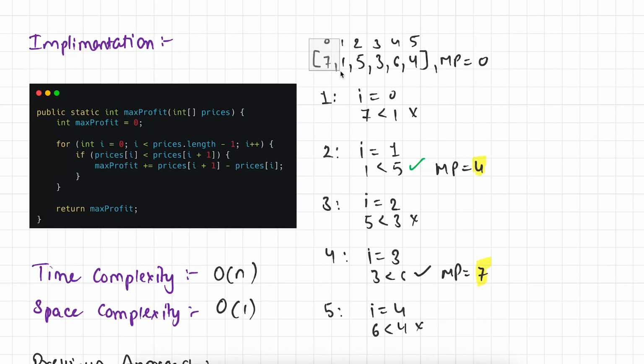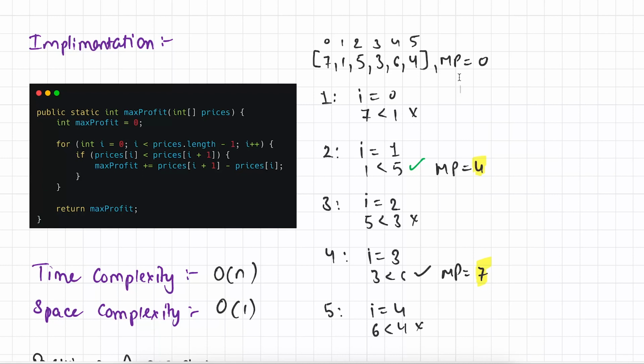So we have this data 7, 1, 5, 3, 6, 4, and these are the stock prices of day 0, 1, 2, 3, 4, 5. We initialize the maximum profit variable to 0, and the loop begins with the first iteration, where the value of i is 0. We check if 7 is less than 1 or not. 7 is not less than 1. It means if we buy stock on day 0 at price 7, and sell it on day 1 at price 1, then definitely we are never going to make a profit. Instead we will make a loss. So better to ignore it.